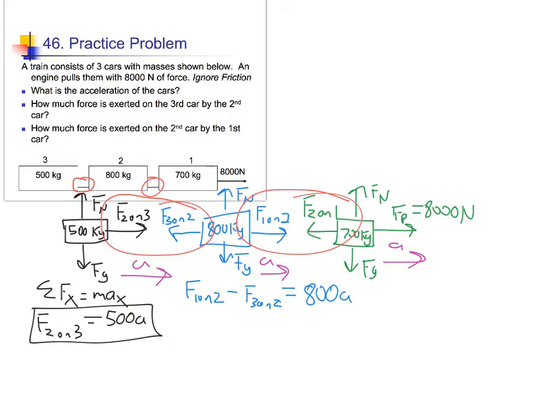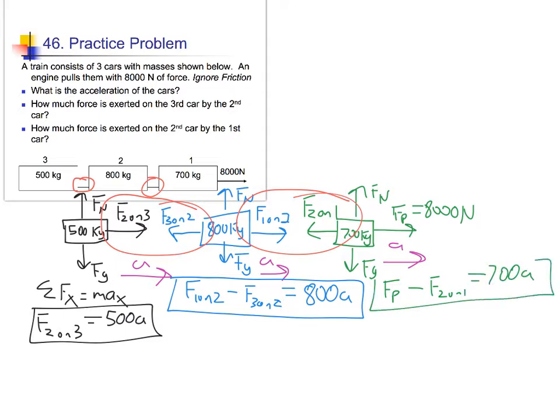Notice that I'm going to make my accelerations be the same variable because they represent the same thing. We talked about how these objects are moving together before. So if they're moving together, accelerating together, they have to have the same acceleration. So I can call it the same thing. For my last object, object 1, my F equals ma is going to be Fp minus the force of 2 on 1. That's equal to 700a. I know what the value for Fp is, but I'm going to leave it as a variable for now.